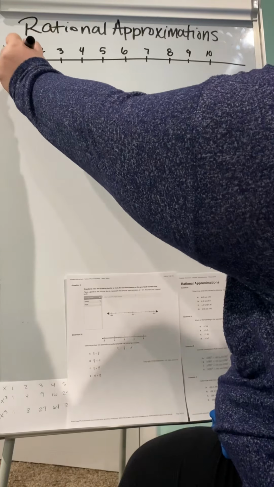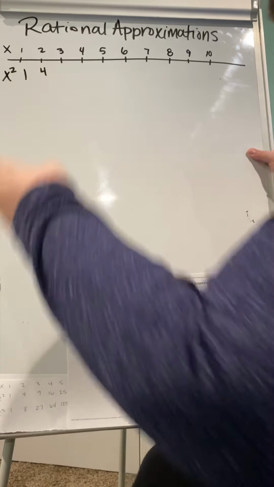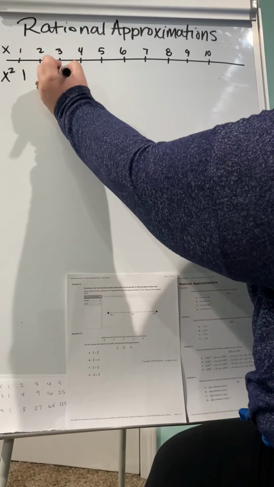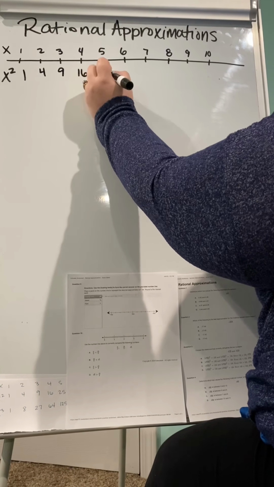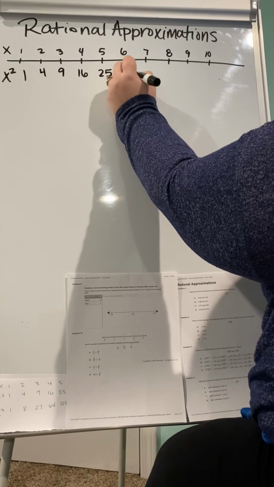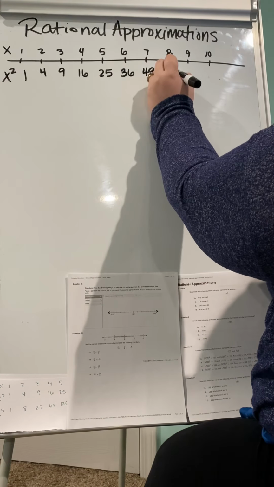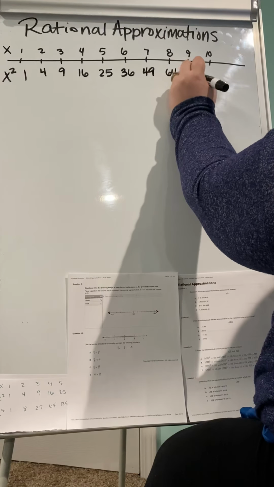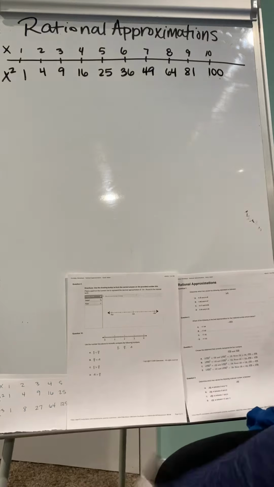So 1 squared we know is 1. 2 squared we know is 4. 3 squared we know is 9. 4 squared is 16. 5 times 5 is 25. 6 times 6, 36. 7 squared, 49. 8 squared, 64. 9 squared, 81. 10 squared puts us at 100.